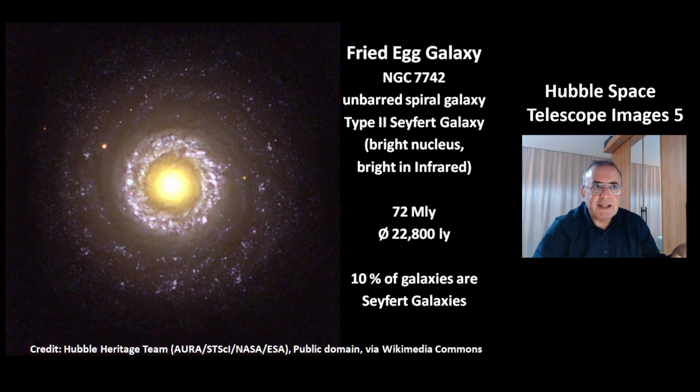This is the Fried Egg Galaxy, NGC 7742. It's an unbarred spiral galaxy, type 2 Seyfert galaxy. It's called type 2 because it has a bright nucleus which is bright in the infrared. It's located at a distance of 72 million light years, has a diameter of 22,800 light years, and 10% of the galaxies are Seyfert galaxies with a bright nucleus.